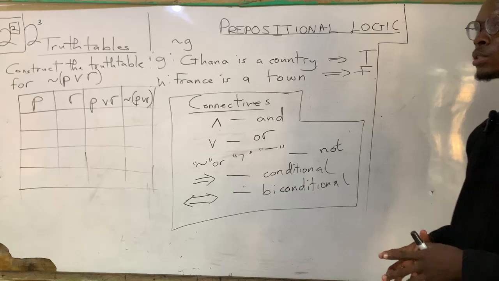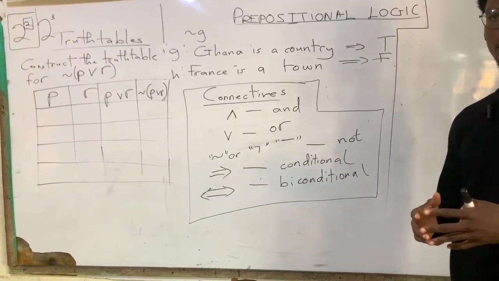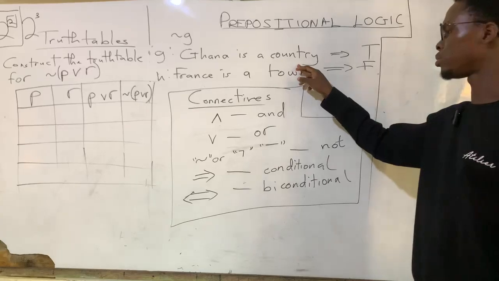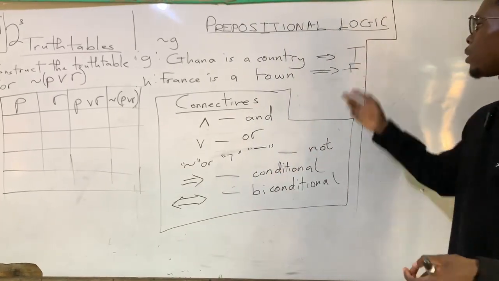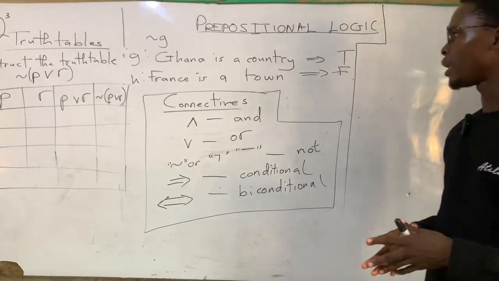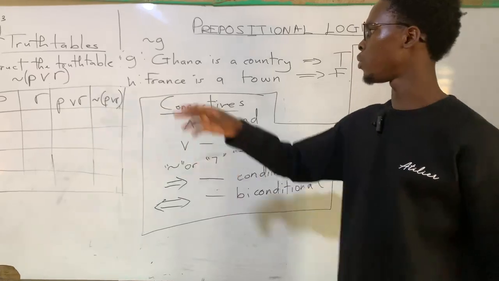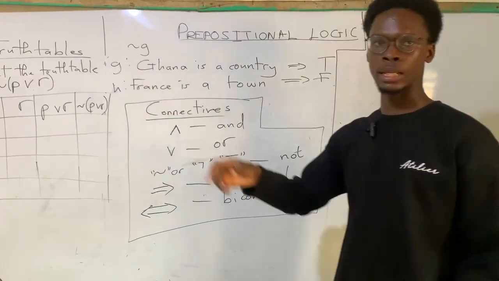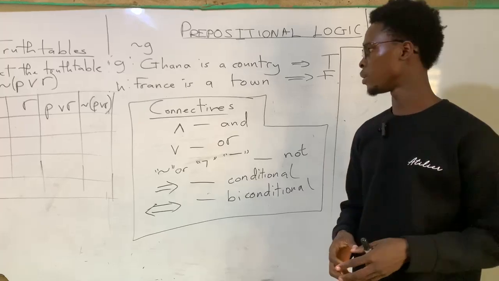Well, a propositional statement is a declarative statement, right? That can either be true or false. So, Ghana is a country. That is true, so it evaluates to true. And now these propositional statements can be represented with letters, right? So you see you have a G, you have a H over here. That represents the propositional statement.